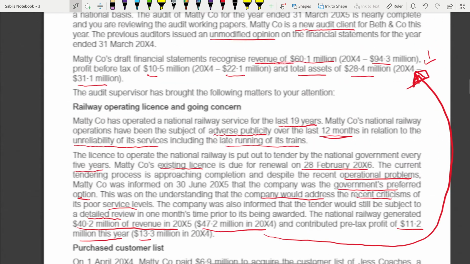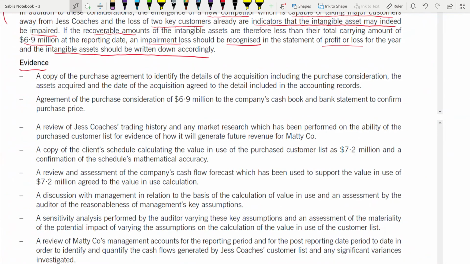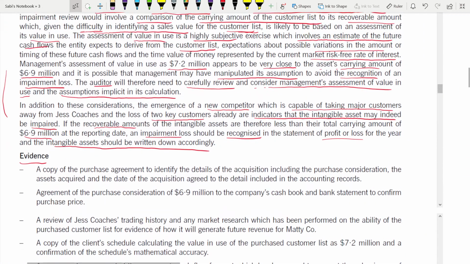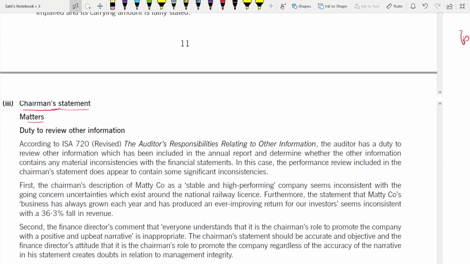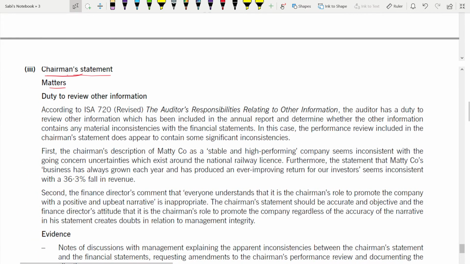This is for 5 marks. So here you have to write less than the other two issues, because this is for fewer marks. And fewer matters, also, you can discuss relating to the chairman. So here we just have one matter. What is it? Duty to review the other information.